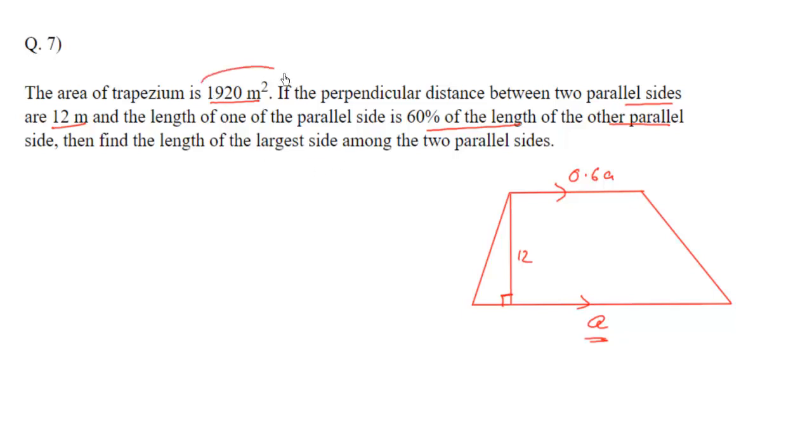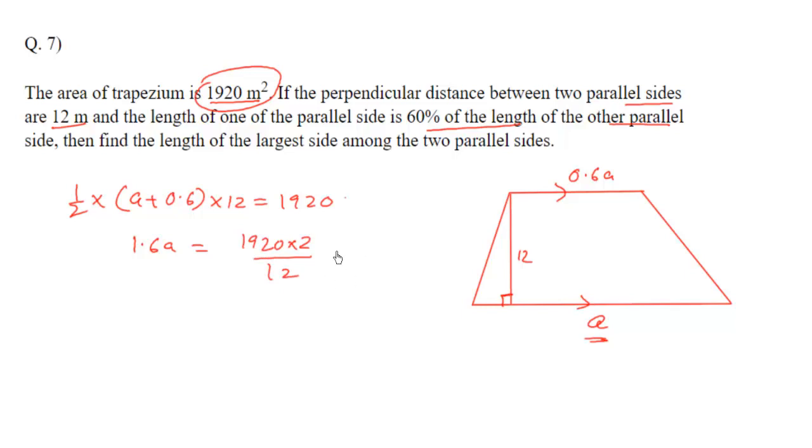Directly we can apply the area of the trapezium. We say that half the sum of the parallel sides into height is equal to the area, right? So clearly we can see that 1.6A is equal to 1920 multiplied by 2 divided by 12, correct? Which on calculation comes out to be 320. So the value of A would be 320 divided by 1.6, which comes out to be 200. So 200 is the answer for this question. Very easy question, a direct application of the formula, and we'll get it within a minute.